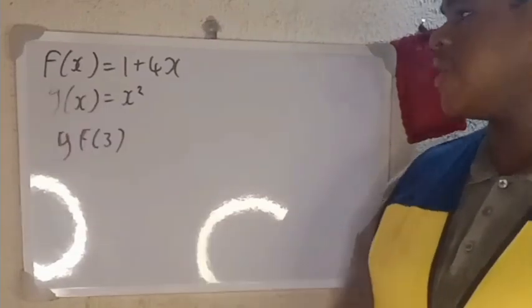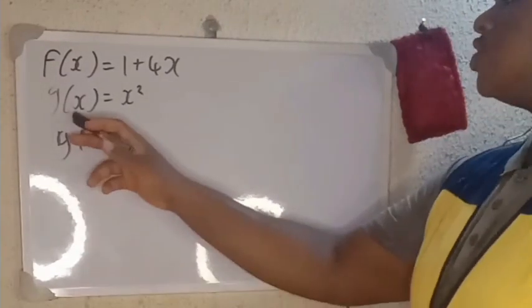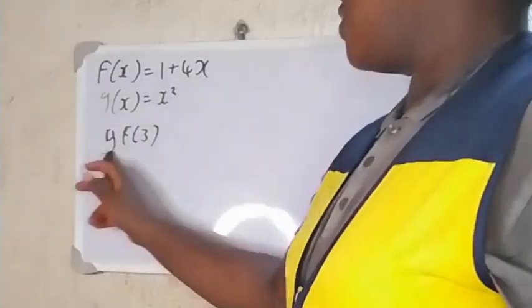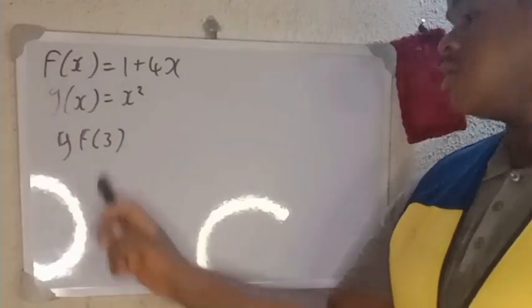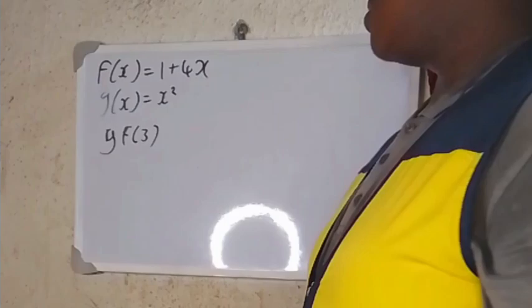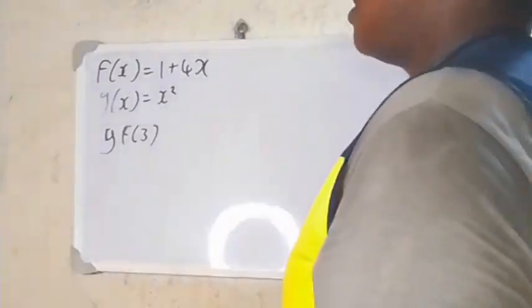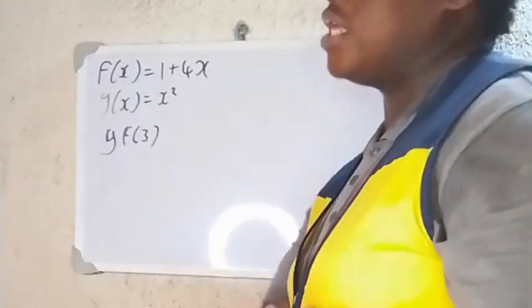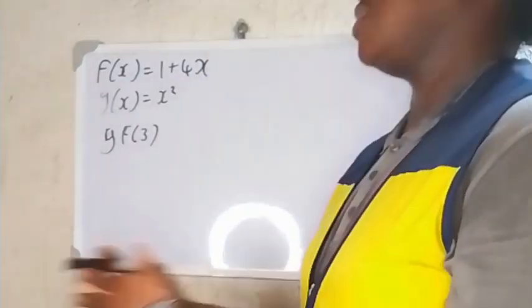The question says that f of x is equal to 1 plus 4x and g of x is equal to x squared. We have to find g of f of 3. Now, the first thing I want to find is g of f of x. There are actually going to be two ways. I'll give the shorter method at the ending. Let's learn the actual first hand method.